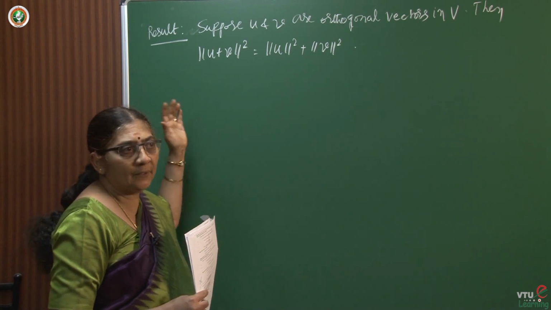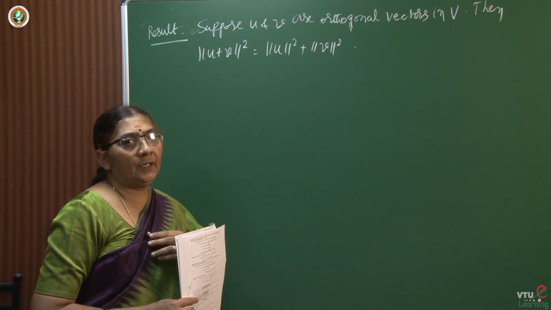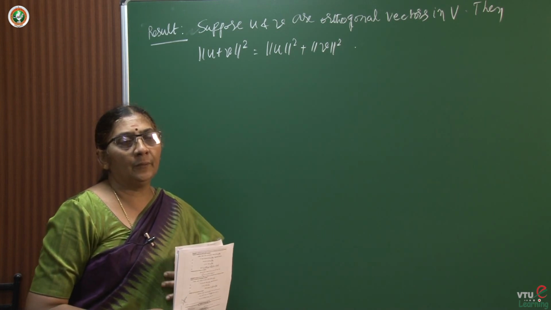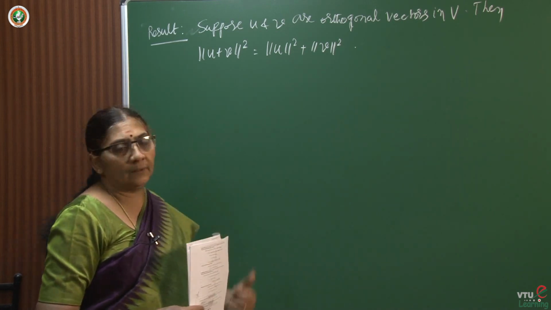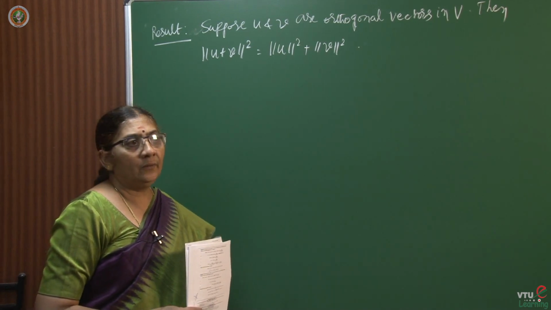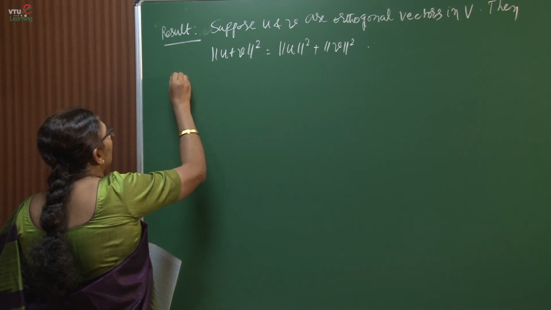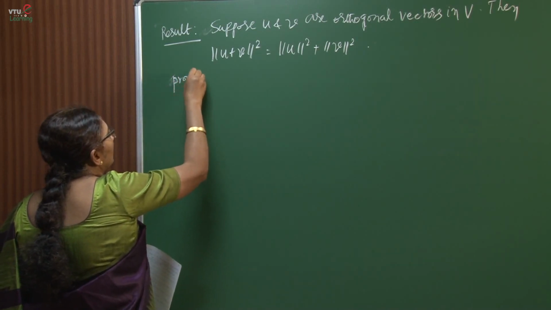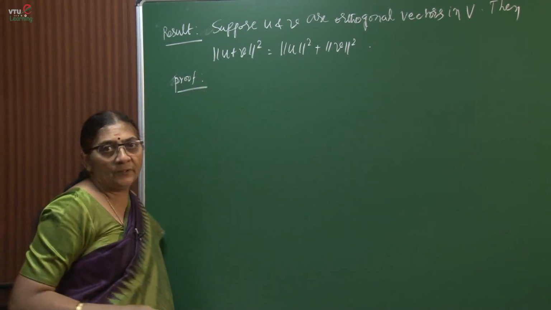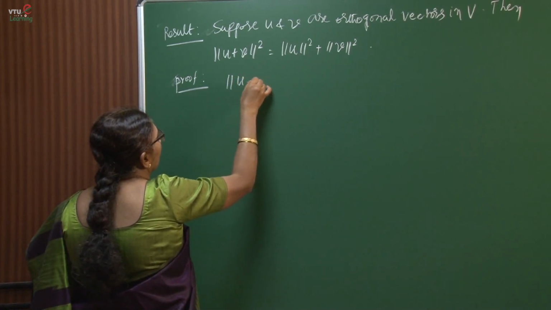The square of the norm of u plus v is equal to the sum of the squares of the norms of the corresponding vectors. Now we are going to prove this result. This result is also called the Pythagorean result. First we consider the left hand side part.